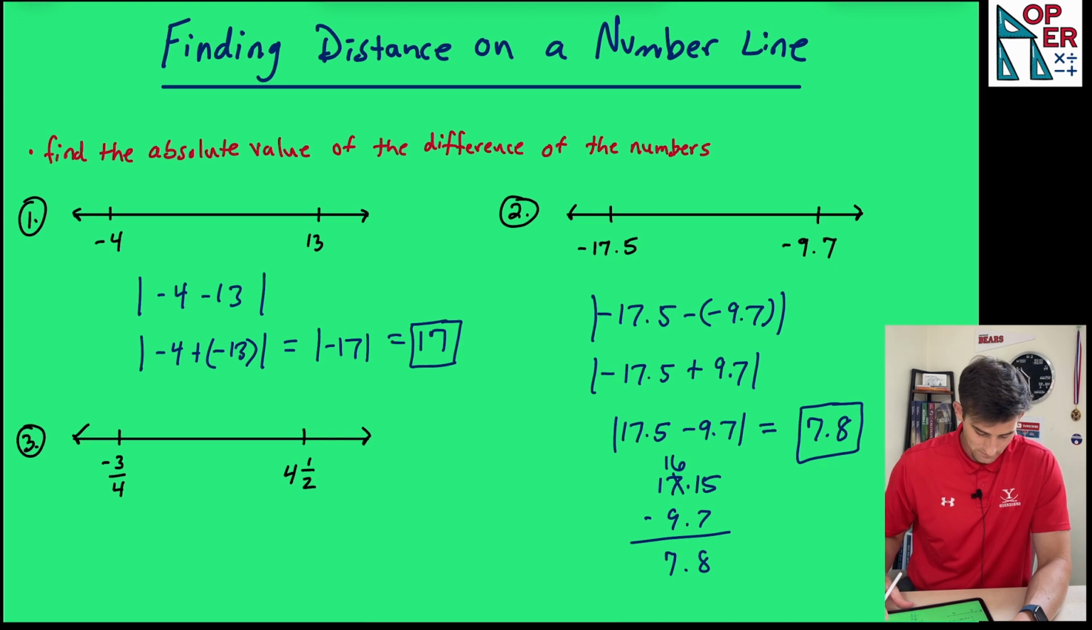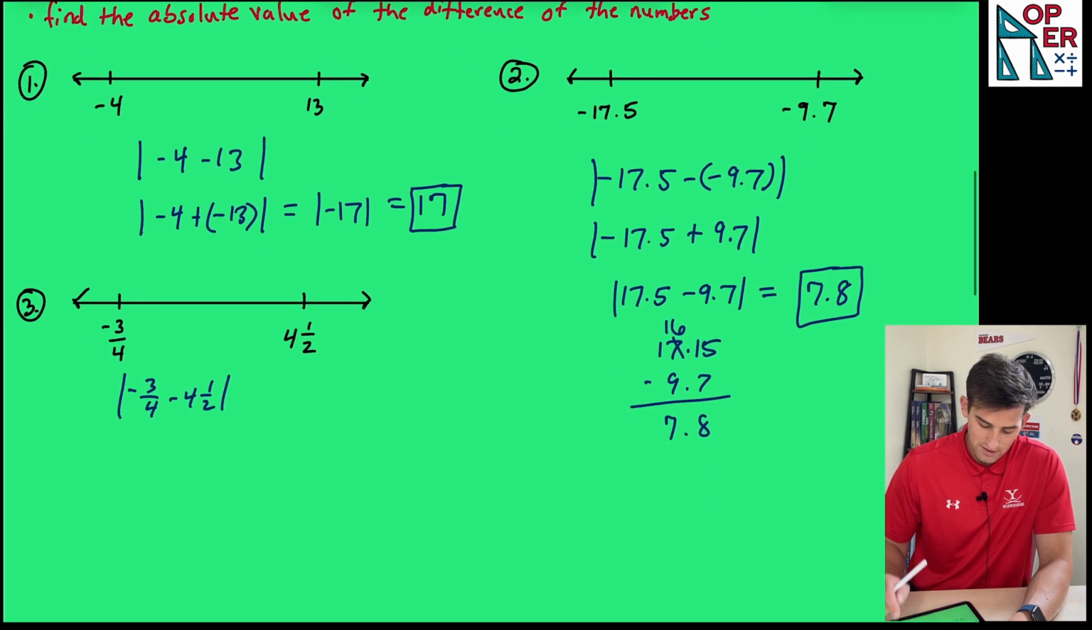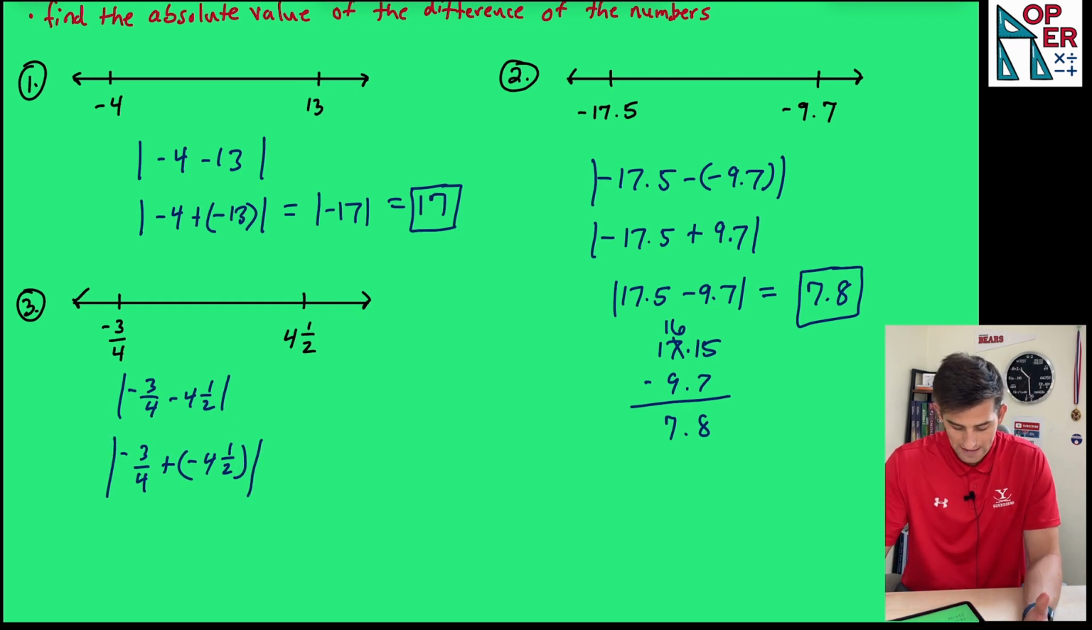All right. In our last example, we have fractions. So we're going to go from -3/4 to positive 4.5. So we can say -3/4 minus 4.5. We're finding the absolute value here. All right, now once again, let's write it as an addition problem. So -3/4 plus -4.5. All right, so now we are adding and we have both negative numbers. So we can add these two numbers together and just keep it negative, and then we'll find the absolute value.